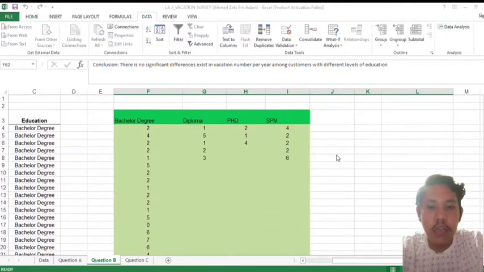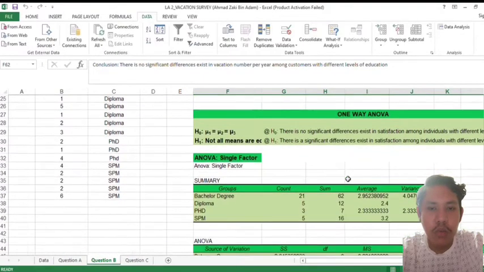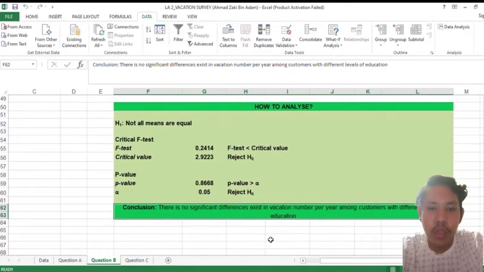After that, click OK. After that, we analyze the data and make the conclusion that there is no significant difference in vacation number per year among customers with different levels of education. Next, we will move to question C.